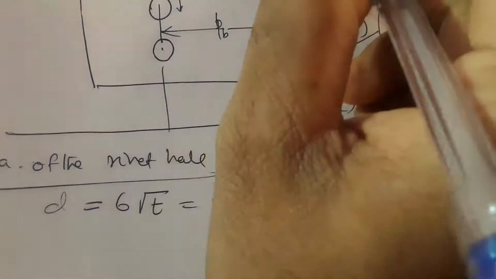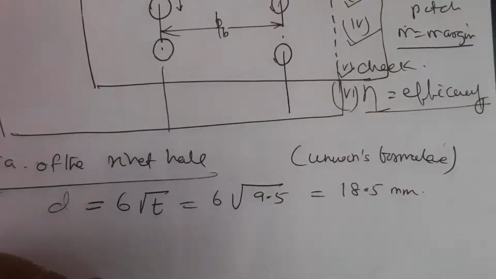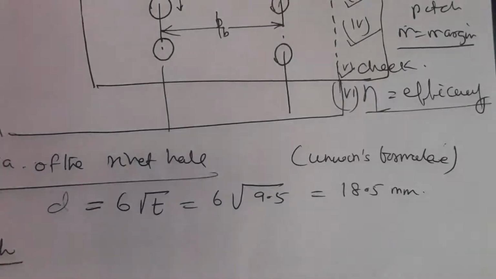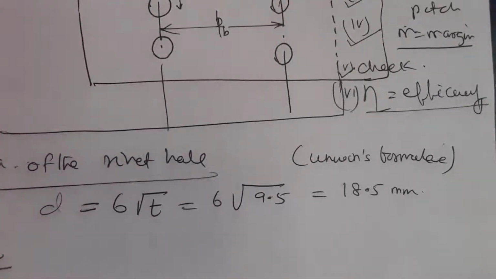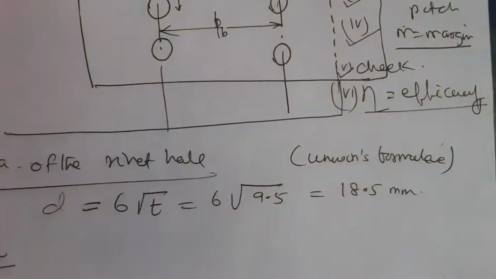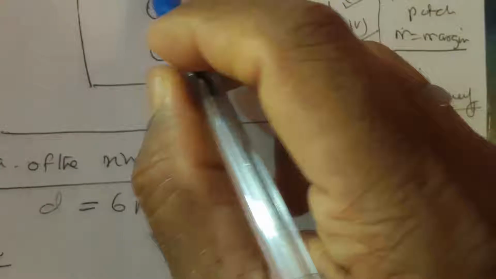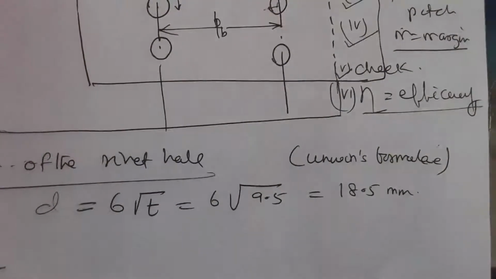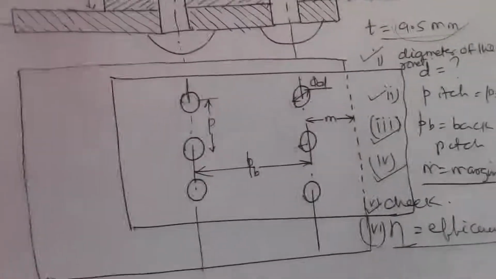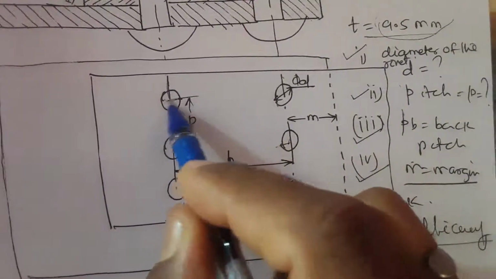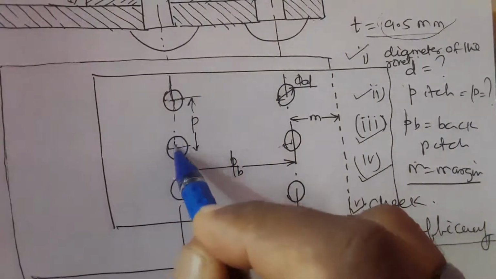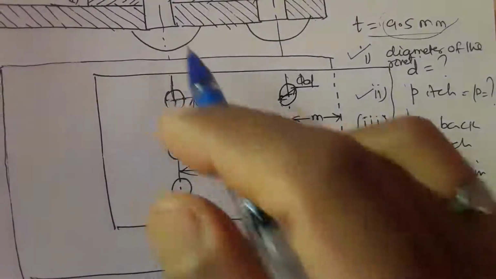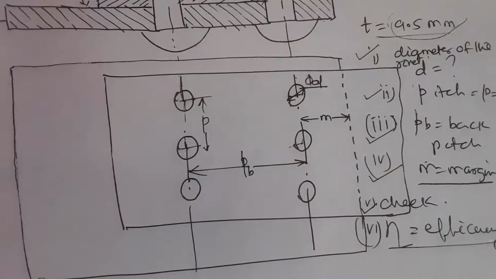Now the second parameter is to find out the pitch. The pitch we can find out in case of a double riveted joint. You see, this is a double riveted joint. Per pitch length there are 1, 2, 3, 4 rivets, but it is half from this rivet and half from this rivet. If we consider the pitch length, half rivet from this one and half rivet from this one, so per pitch length there will be 2 rivets.